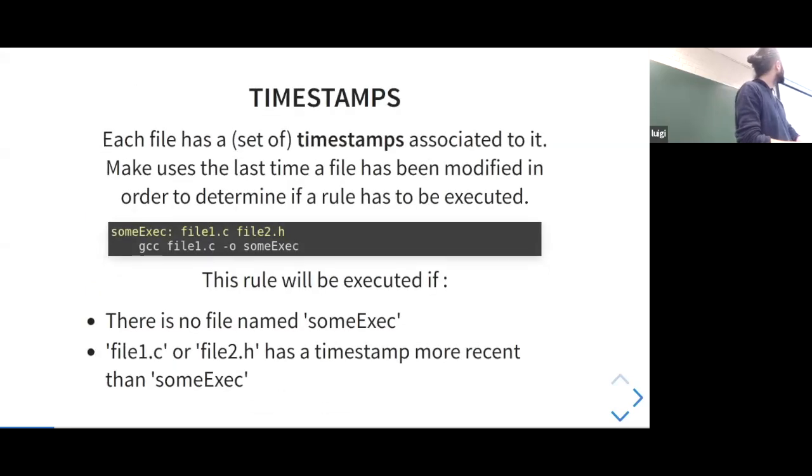So it knows what file to compile, what rule to execute based on timestamps. If you're not familiar with that concept, it's very simple. Actually, it's a bit like a label on each of your files with tags. Here Make will check the last time the file has been modified.